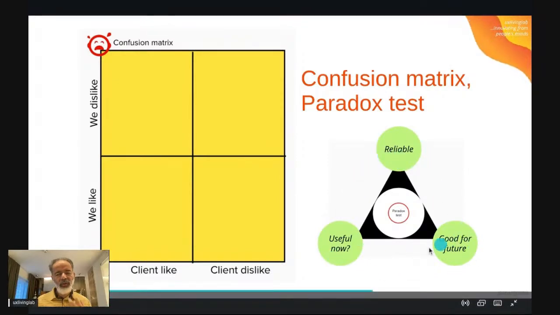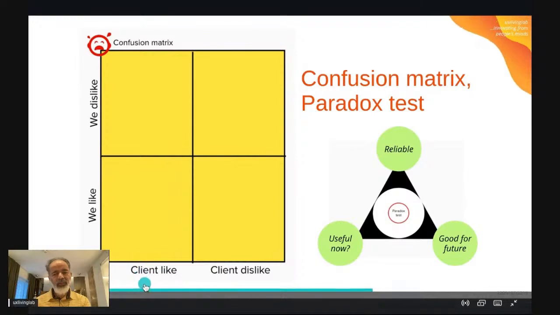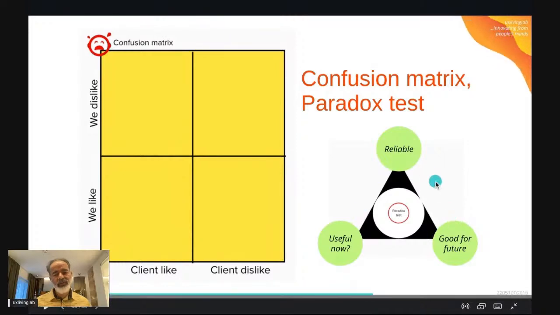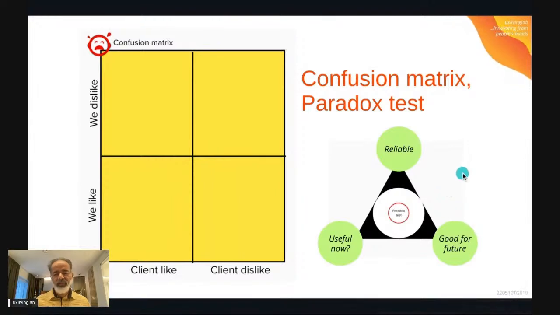You can put these three questions in front of you and put whatever confusion you have at the center. Confusion means you have two things, whether I have to use it or not. That is the confusion. So we dislike, client like, whether I have to use it or not. We like and client dislike, whether I have to include it. So put it at the center and do the paradox test based on these three factors, then take a decision. That is another beautiful tool to support your analysis.